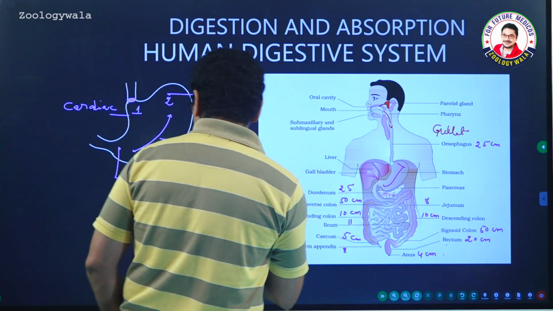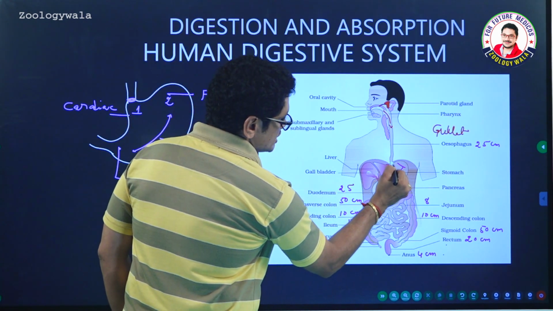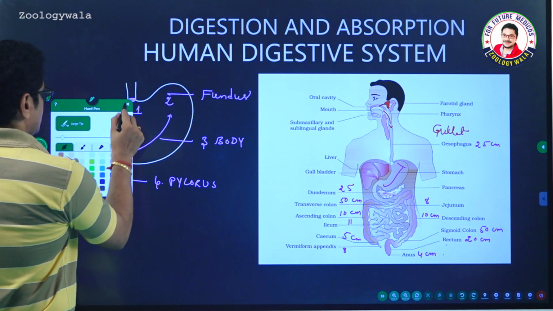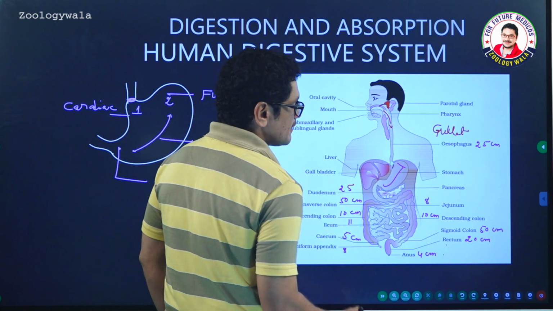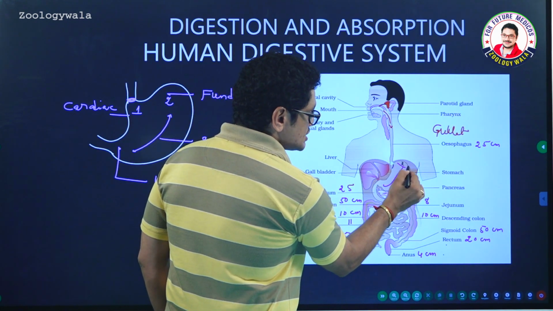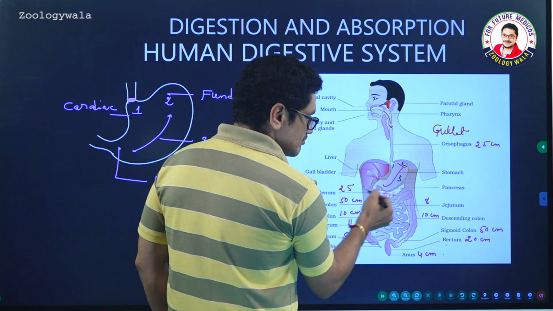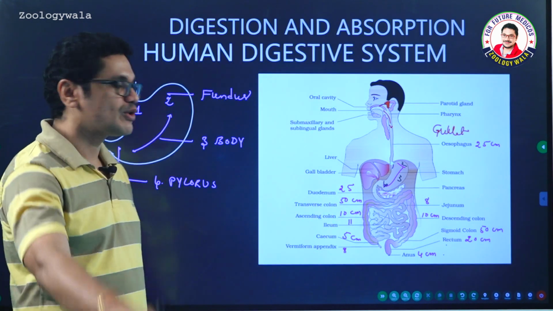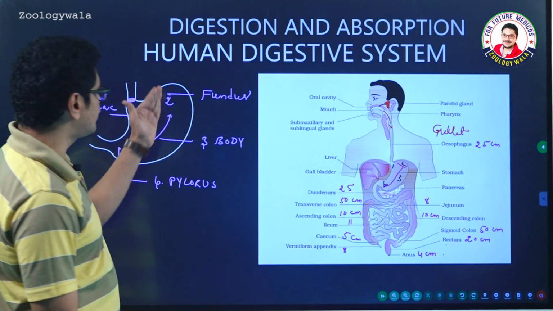The first one here is called the cardiac stomach. I will take another color. Okay, so this is the first part of the stomach, the cardiac stomach, and this is the fundus, and this is the body, followed by the fourth one, the pyloric part of the stomach. Like that, you can see clearly four parts.